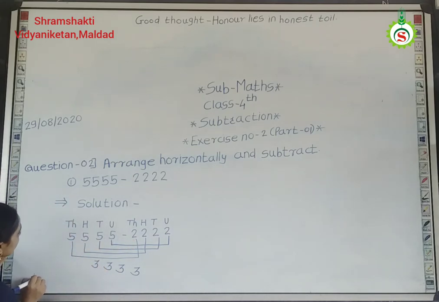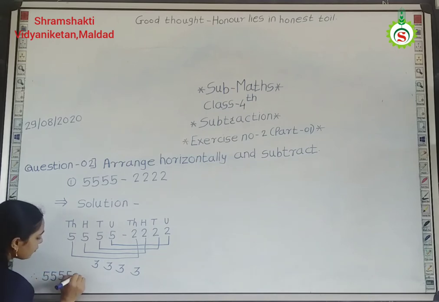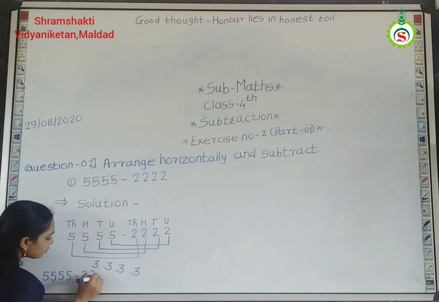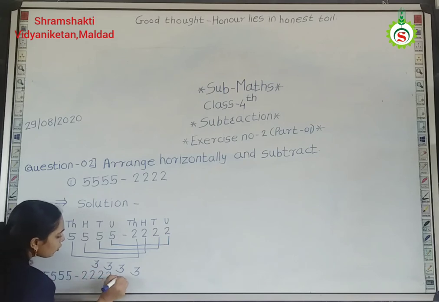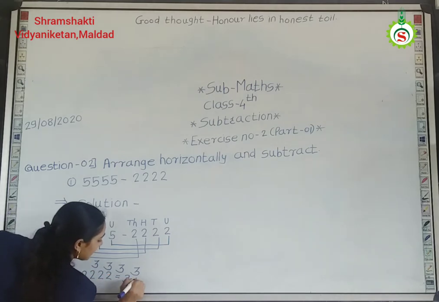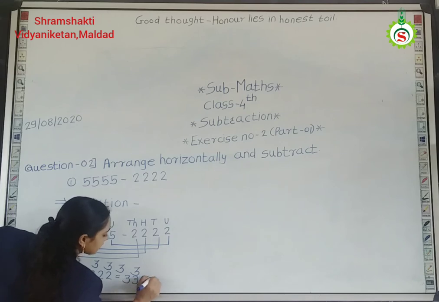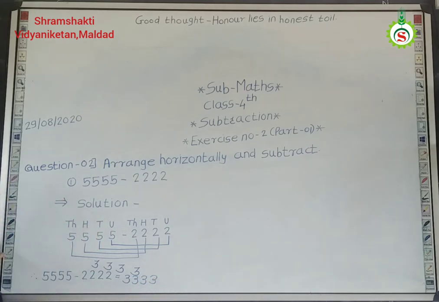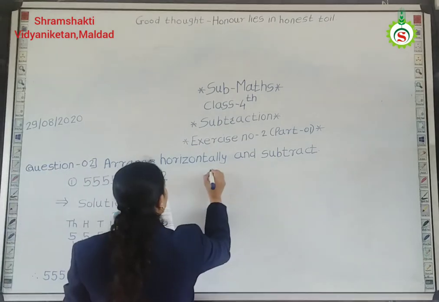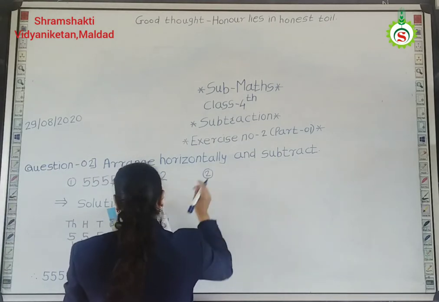Therefore our answer is 5555 minus 2222 is equal to 3333. Do you understand? Okay. Next example. Example number 2.